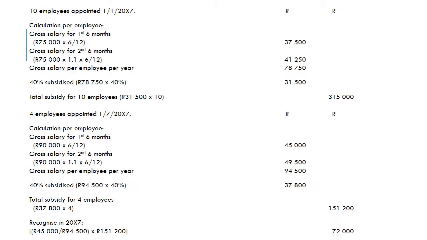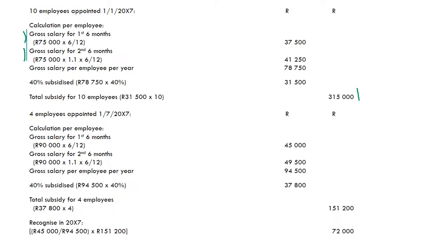So for the first 10 employees, they have a gross salary of 75,000, which we work out for the first 6 months. And then after that, we add an increase to their salaries. So we have their total gross salary per employee per year, and we know the government subsidizes 40%. We times that by 10 to get our total subsidy for the first 10 employees.